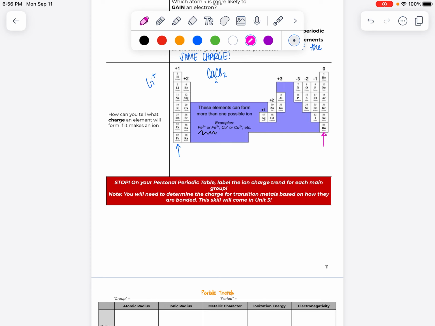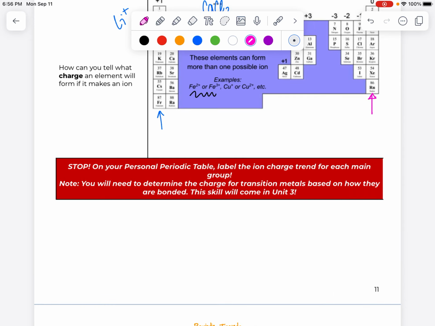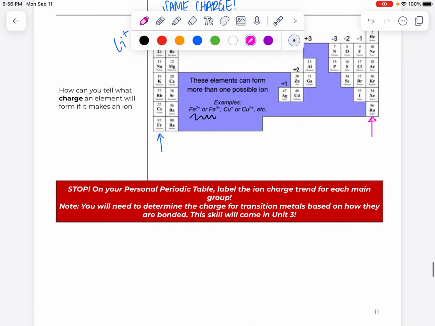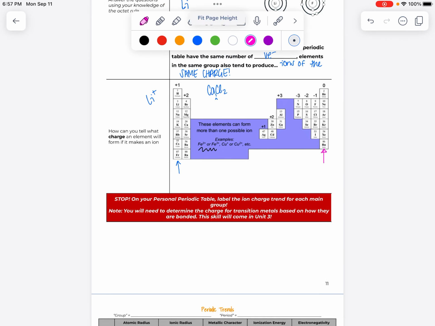All right, so on your personal periodic table, what I'd like you to do right now is label the ion charge trend, meaning, in group 1, what's the charge of anything in group 1 that would form when it ionizes. Do this for your main group elements. So 1, 2, 3, 5, 6, 7. And then, like I said, the skill will come in Unit 3 for determining ion charges for transition metals.